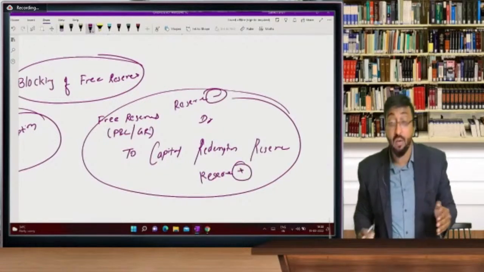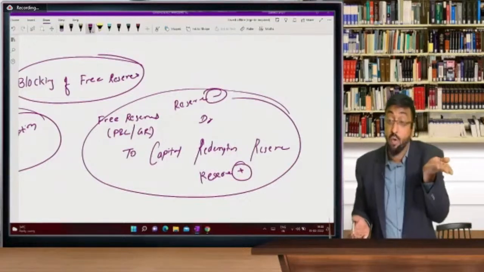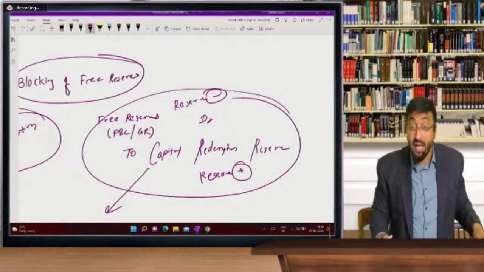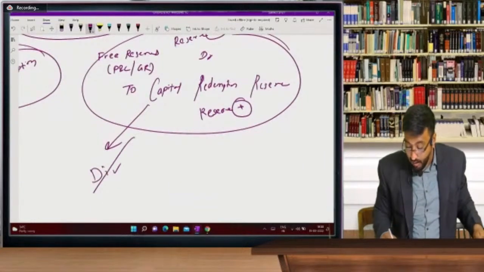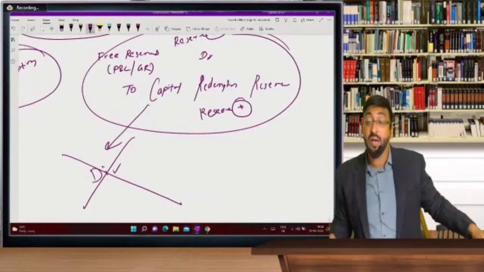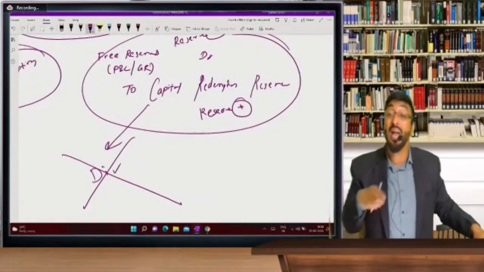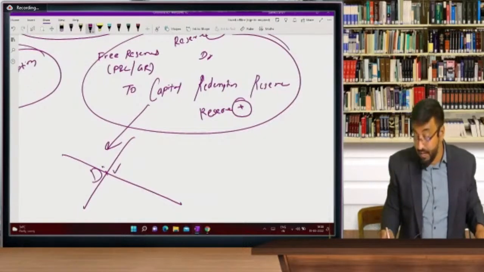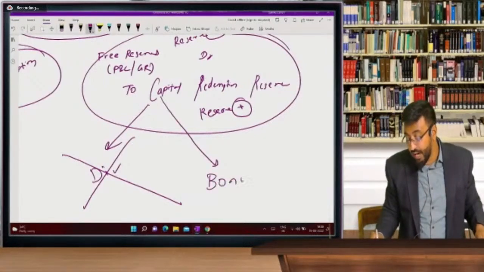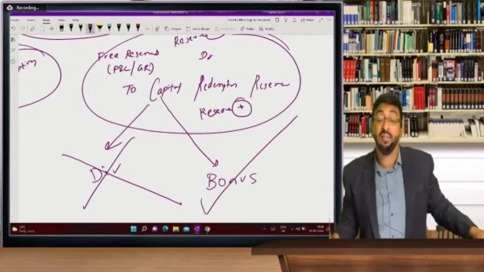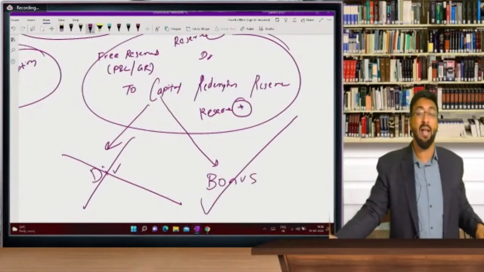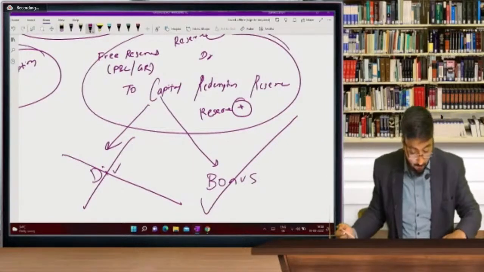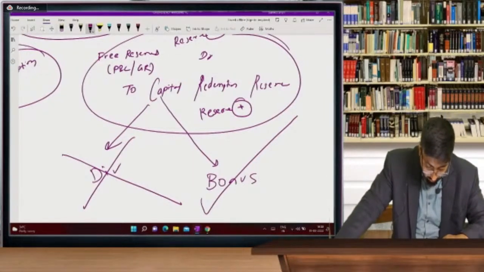But sir, what is the use? One reserve you are decreasing and one reserve you are increasing. These reserves are not available for dividend. It is not available to distribute profits, so dividend is not declared out of this. Only bonus shares can be declared out of this. And this is the use of CRR, the blocking of your profits.